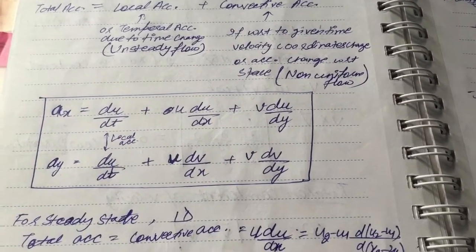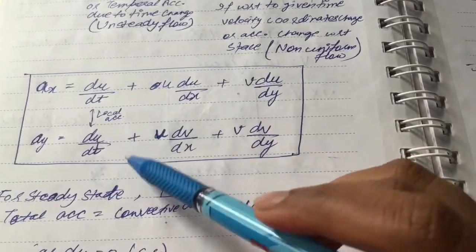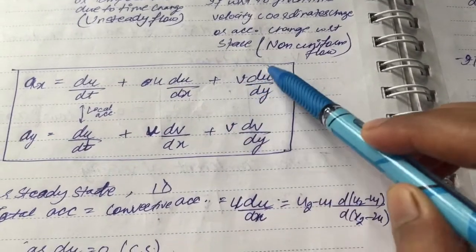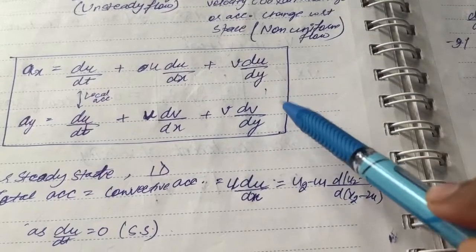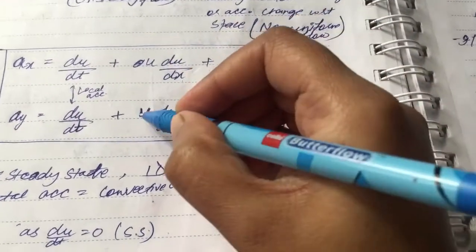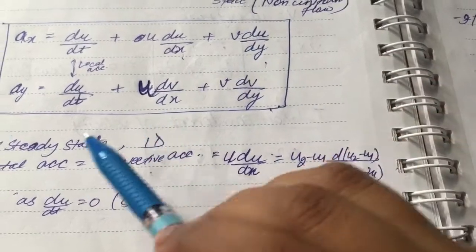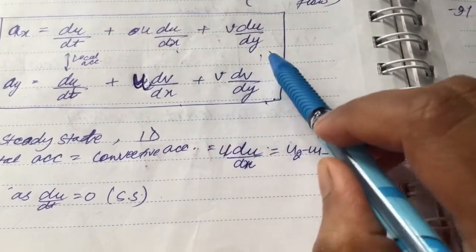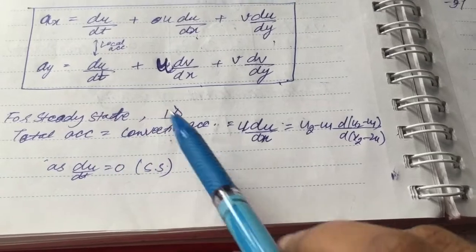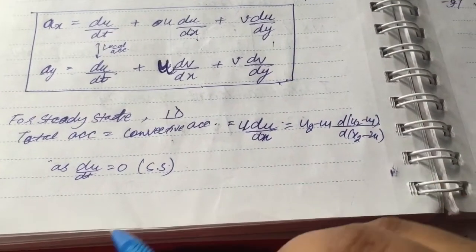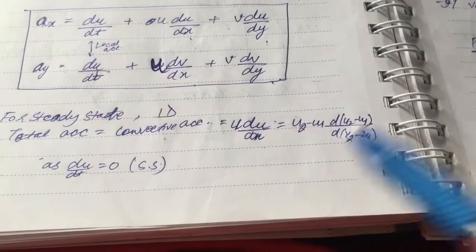And ax, the acceleration in the x direction, is taken as du/dt, being local acceleration, plus u du/dx plus v du/dy. Acceleration in the y direction would be dv/dt plus u dv/dx plus v dv/dy. So in x direction it is u du/dx plus v du/dy. In y direction it is u dv/dx plus v dv/dy. For steady state one dimensional condition, total acceleration would be equal to only convective acceleration, because in steady state our local acceleration would be 0. So it would be u du/dx, because it is in one dimension only.